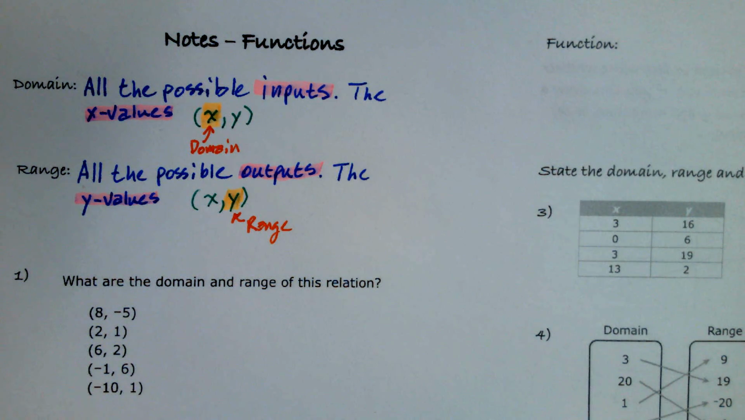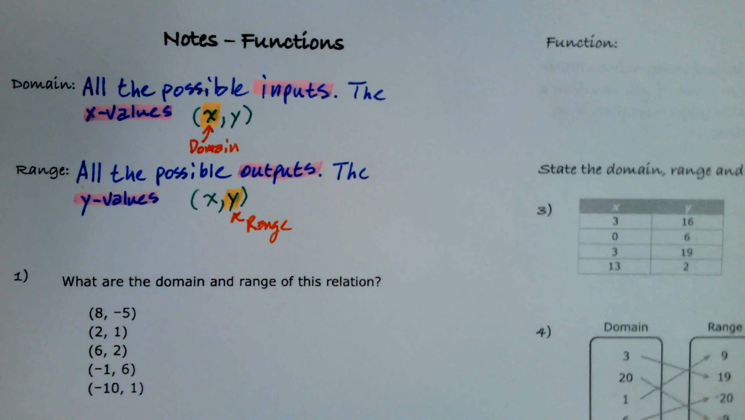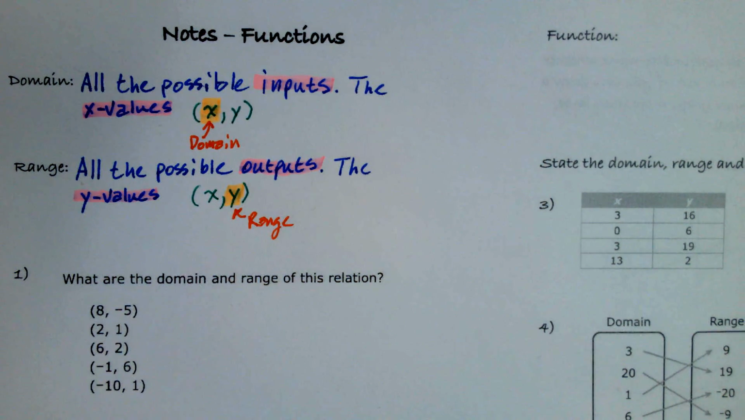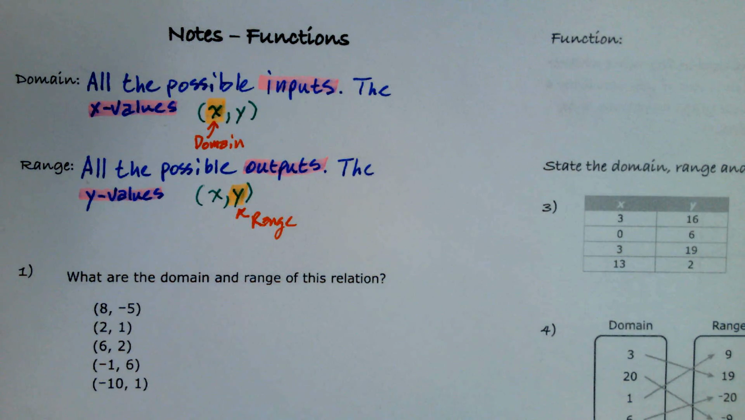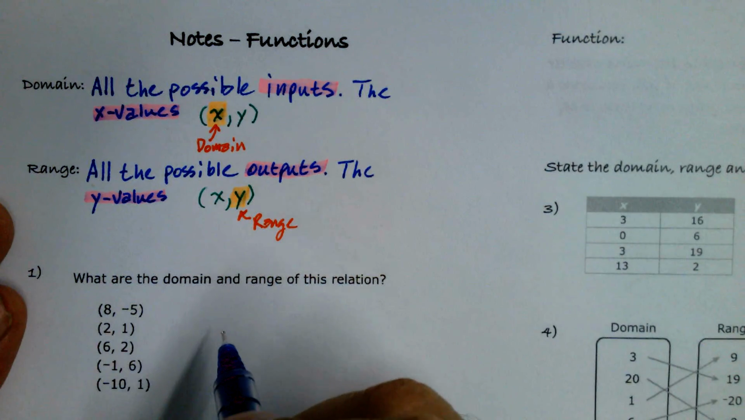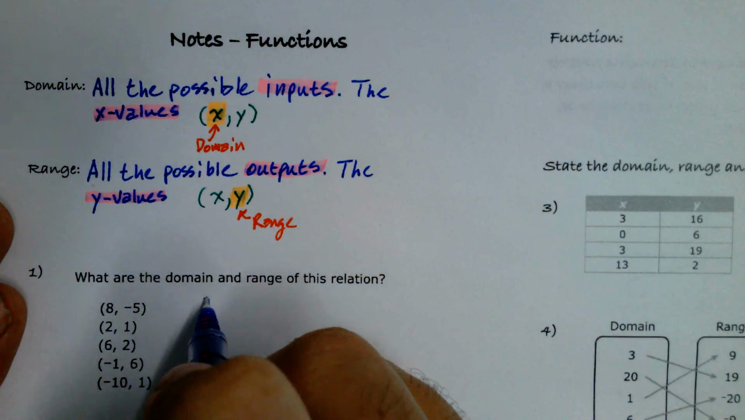So pretty much anytime you have ordered pairs, if you relate one number to another in some sort of way, you're going to have a domain and a range. Okay. So the first thing we're going to do is look at a couple of situations where we have ordered pairs and we want to list the domain and the range. Let's take a look at the domain first of all.